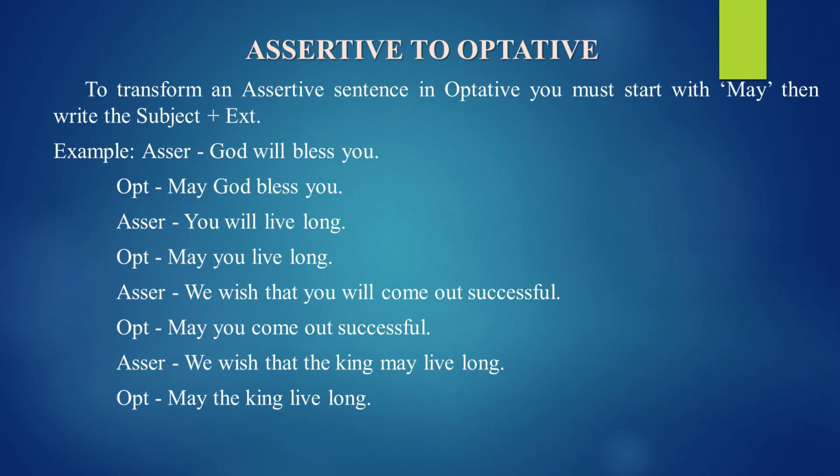Now the last one, assertive to optative. To transform an assertive sentence into optative, you must start with may. Then write the subject plus extension. It's a very simple structure. Example: God will bless you. May God bless you. You will live long. Optative: may you live long. We wish that you will come out successful. Optative: may you come out successful. We wish that the king may live long. Optative: may the king live long.